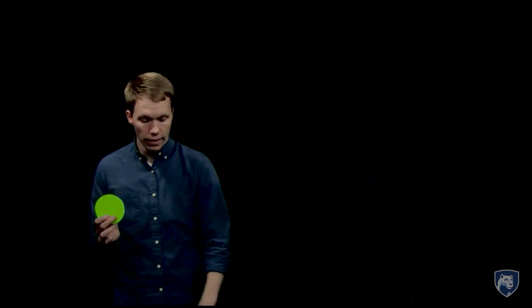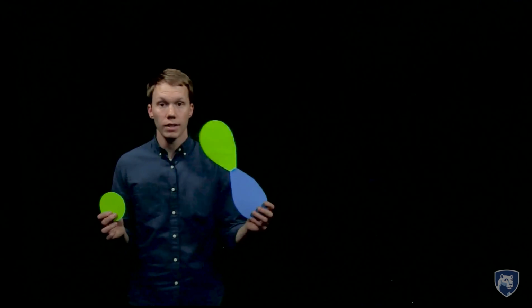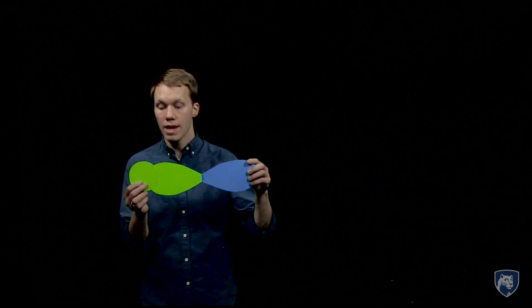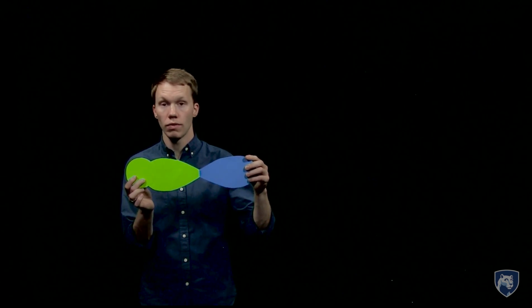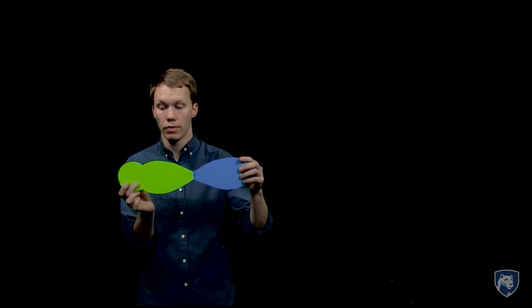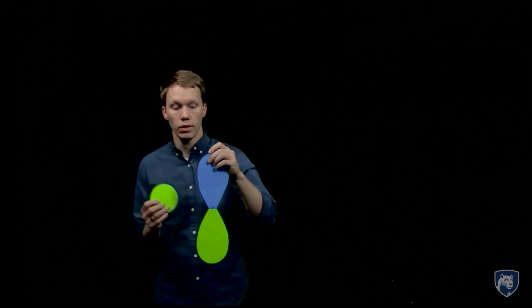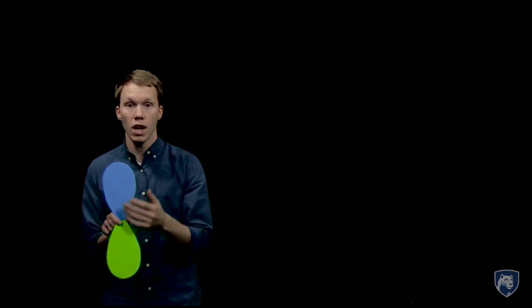Another type of sigma bond is that between an s orbital and a p orbital. So they could overlap constructively to form a sigma bond, again with the head-on overlap. Notice that my p orbital has two distinct colors here. And these colors are indicative of the phase.